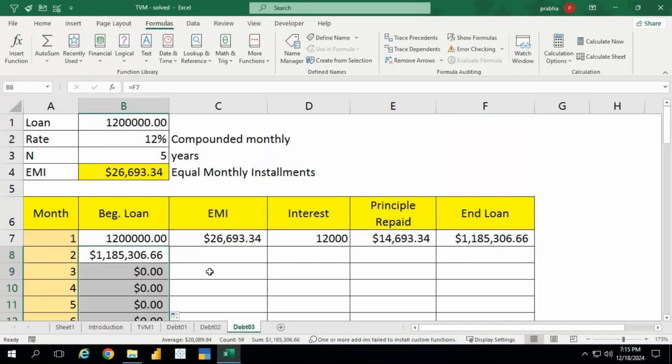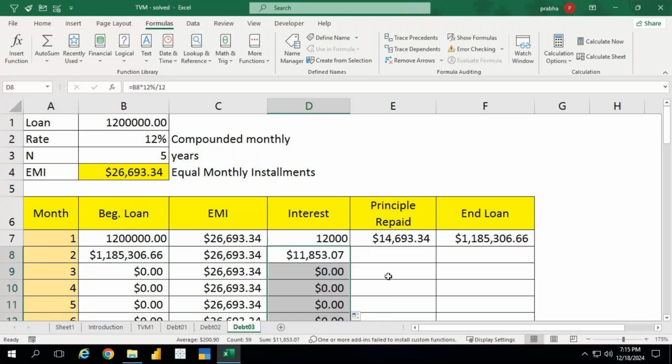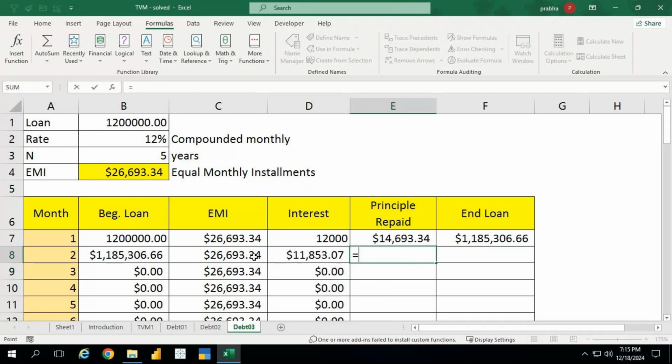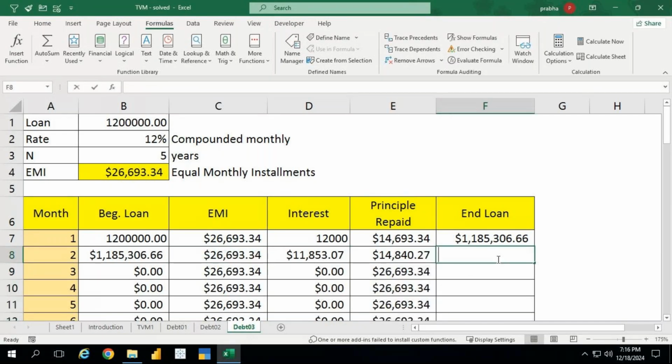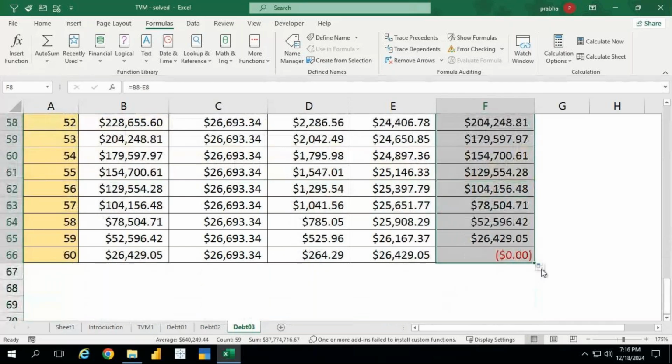I'll come here and double check. EMI is going to remain the same. So I'll take the value. Interest will be equals the loan amount into 12% divided by 12. So I'll come here, double click. Principal repaid will be EMI minus interest. So I'll come here, double click, and here equals beginning loan minus principal repaid. I'll come here, double click. So the calculation is done. Once I scroll down, the amount will become 0.